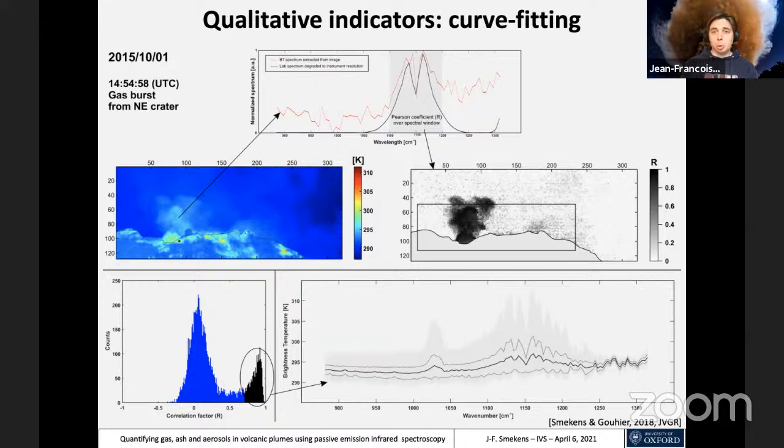The first approach that we used was a curve fitting approach, where we essentially normalized the spectrum that we measured. So in this top panel here, you see a normalized spectrum, and then compare it to what we expect an SO2 emission signal to look like, and then just give it a correlation factor, a Pearson coefficient. And so we produce maps, and this is very fast computing and essentially allows us to flag where the SO2 or the ash may be in a pixel.